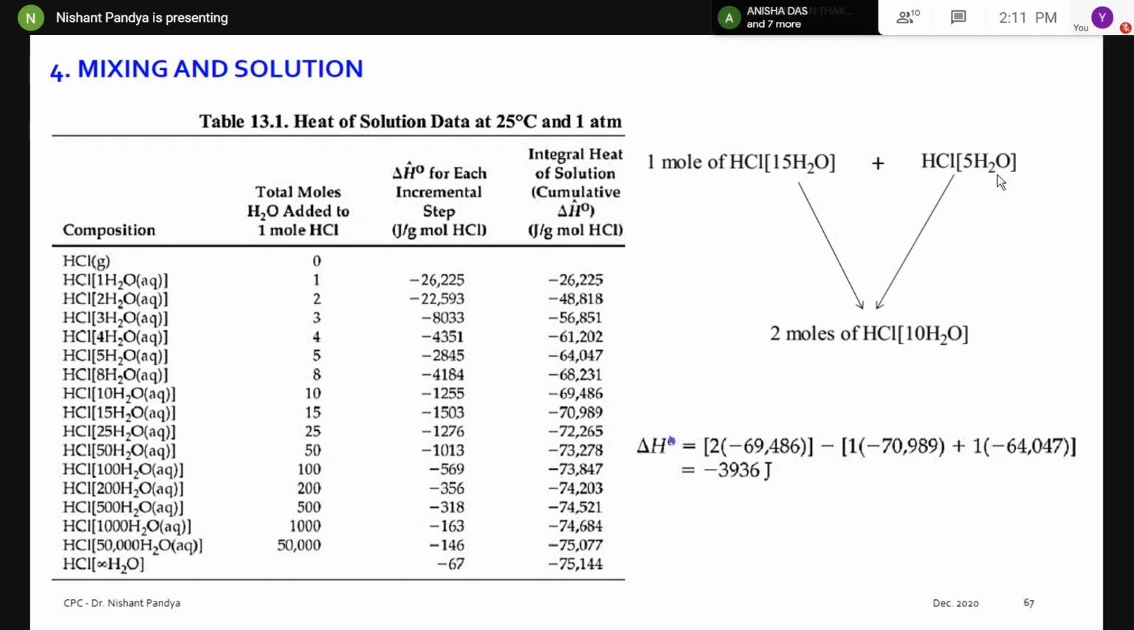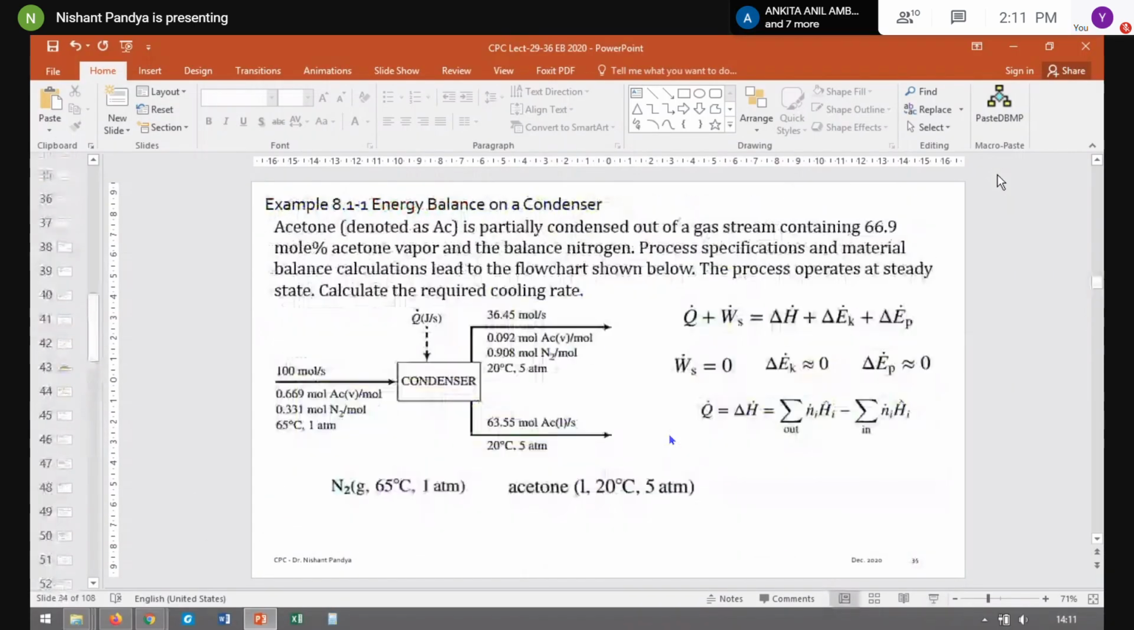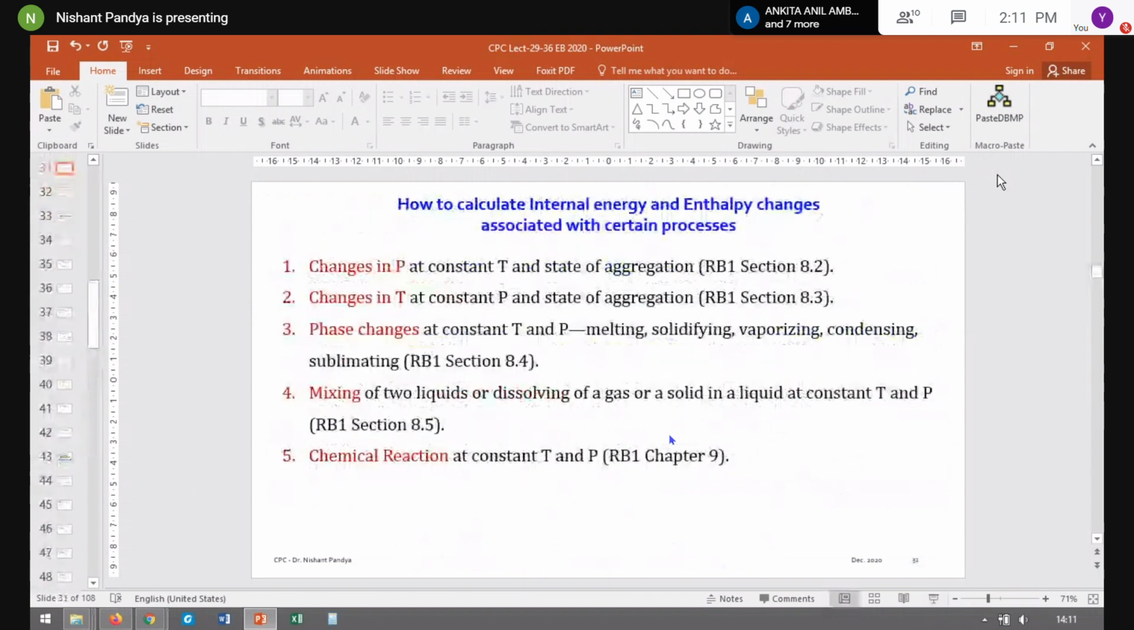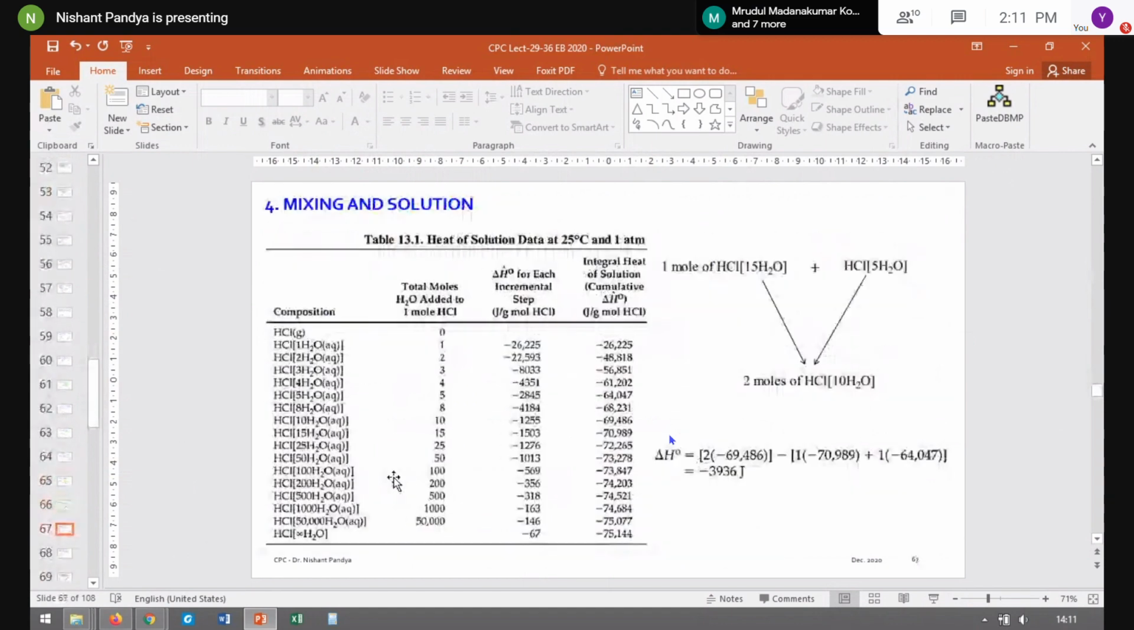Okay, so this we talk about that 5 parts we are talking. I'll come back to the beginning. The 5 points are this one. So pressure change, temperature change, phase change, mixing, that briefly we discuss, and entire chapter 9 of the reference book talks about chemical reaction. So there are several examples given in the reference book. You can go through it.